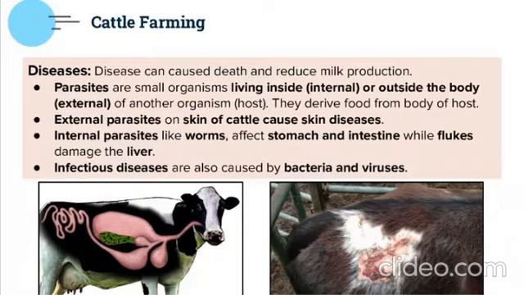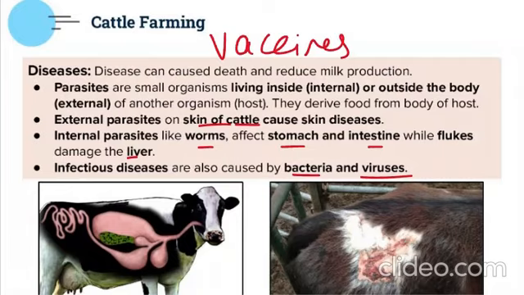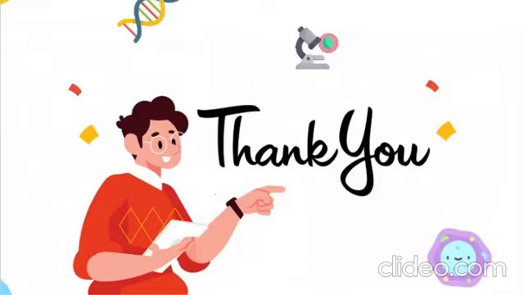But yet there are diseases which may cause death or reduction in milk production. How? Parasites. They may live internally or externally and take nutrients. External parasites may cause skin infections on the cattle. Internal parasites like worms may affect the stomach and intestines. And flukes may damage the liver. Such infectious diseases are caused by bacteria and viruses. So it's proper that vaccinations are given to these cattle as well, so that we can increase the milk production.